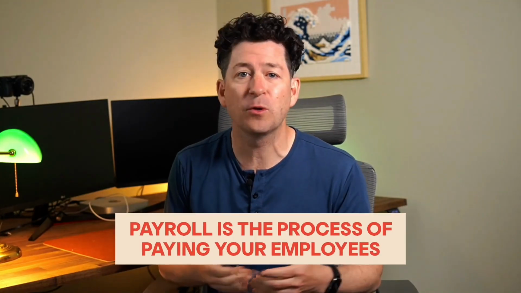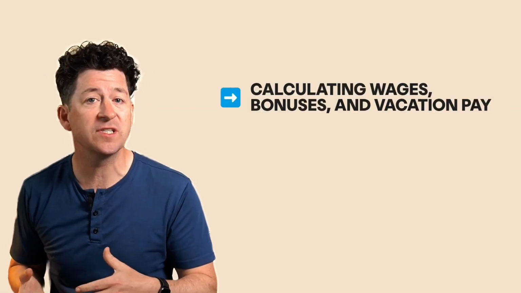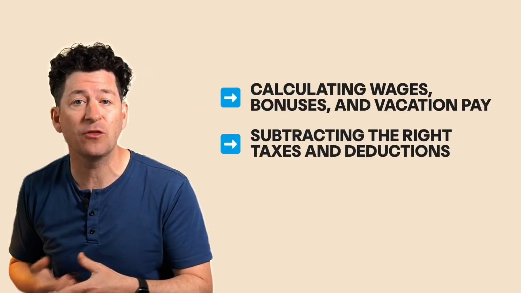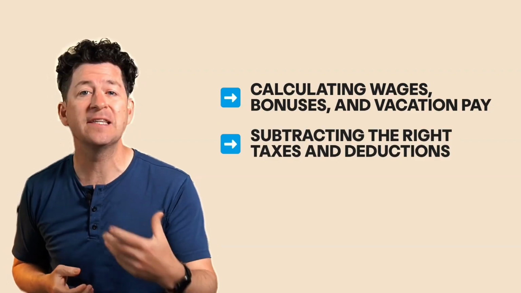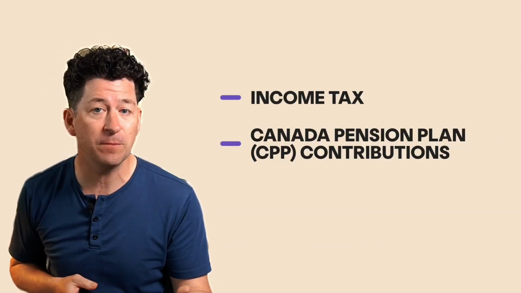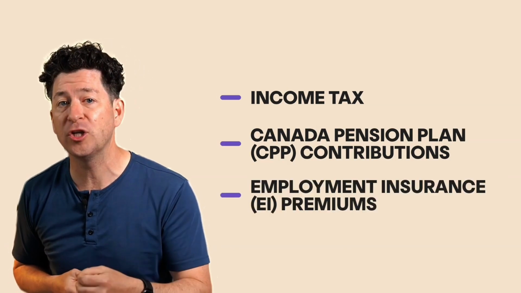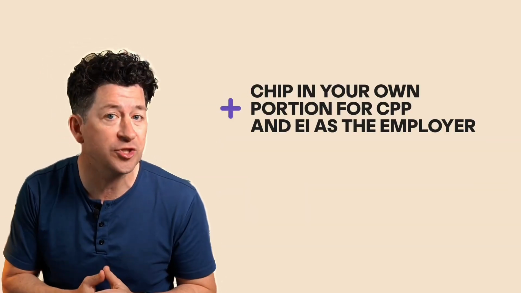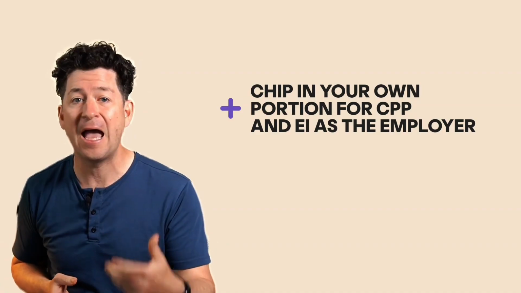So what is payroll really? At its core, payroll is the process of paying your employees, but it's a bit more complicated than that. Payroll includes calculating wages, bonuses, and vacation pay, subtracting the right taxes and deductions, and sending that money to the CRA. You're responsible for withholding 3 key things from your employees' pay: income tax, Canada Pension Plan contributions, and Employment Insurance premiums. You also have to chip in with your own portion of CPP and EI as the employer.